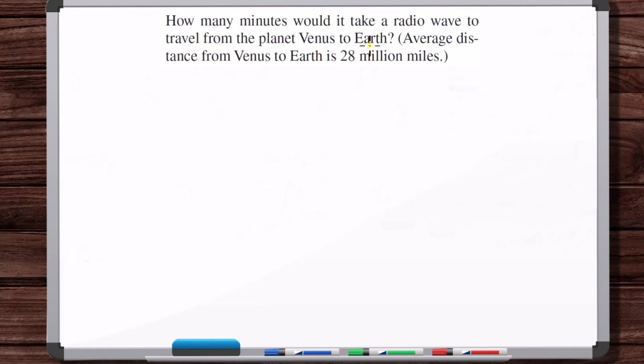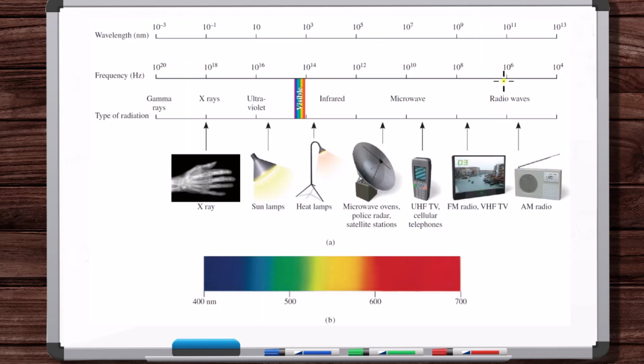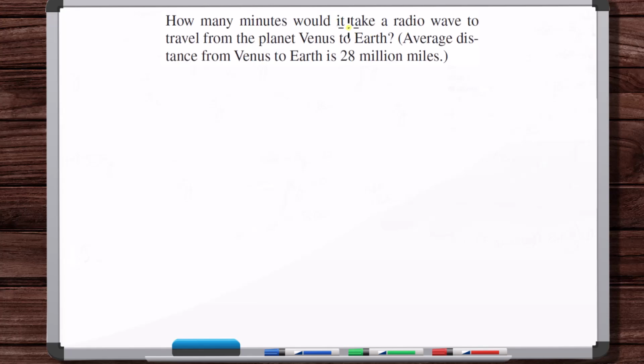How many minutes would it take a radio wave to travel from the planet Venus to Earth? All right, so let's see. Do we need to get the wavelength or frequency of a radio wave? I don't think so, because it's just the speed of light. All light travels at the same speed. So it would take the same amount of time for any electromagnetic wave to travel a certain distance. That's why the energies are different. If it takes a gamma ray, which has a much higher frequency, the same amount of time to go this 28 million miles as a radio wave, then it must have a much higher energy because it's oscillating that fast and still going that same distance.